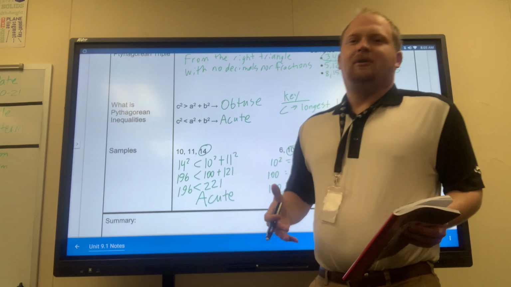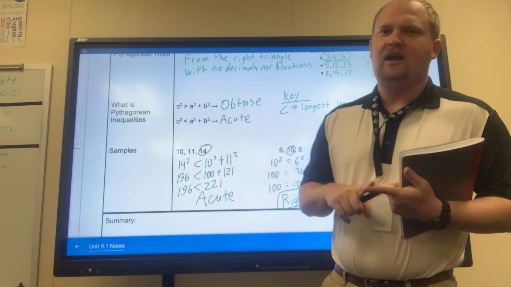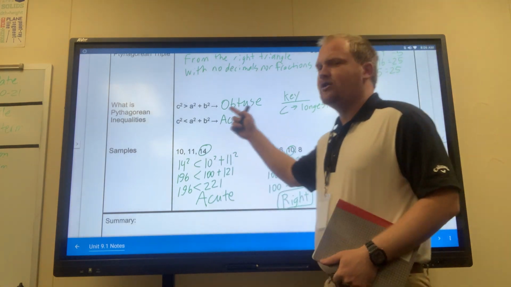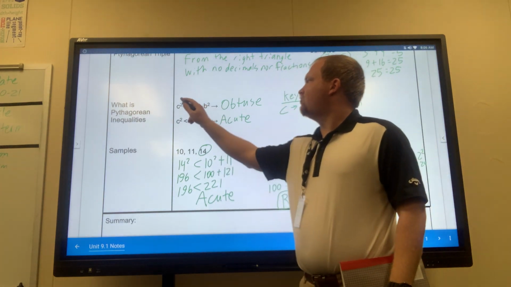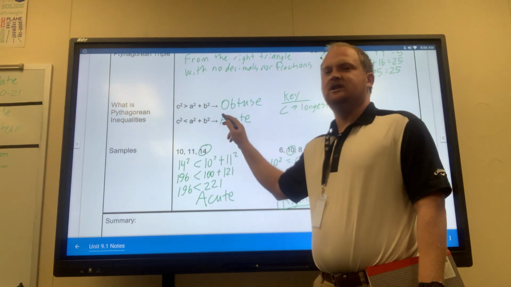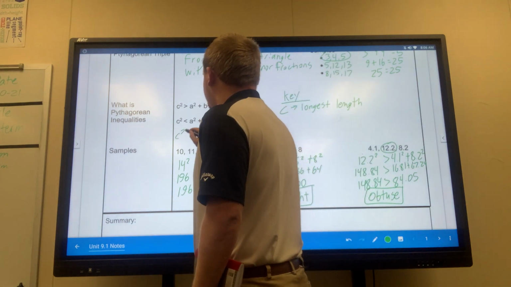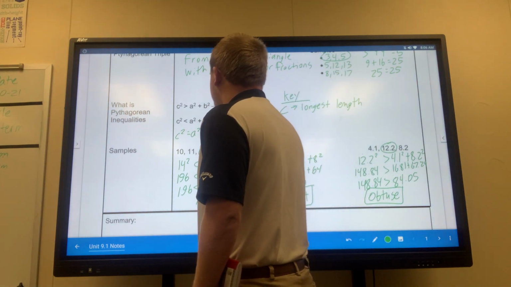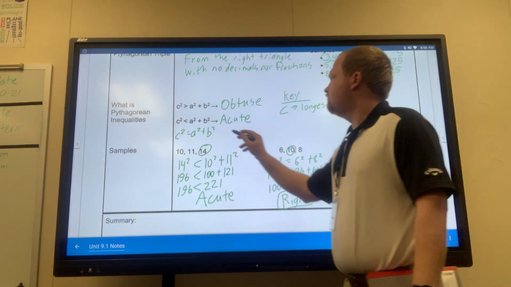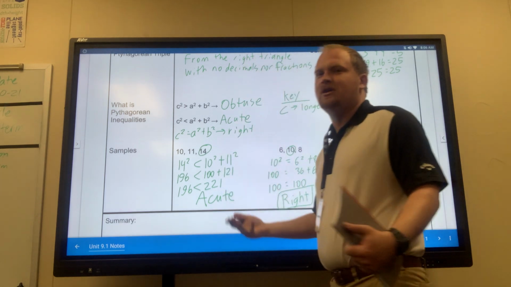The biggest thing that we have to keep in mind is that Pythagorean triples have no decimals, no fractions. And when it comes to inequality, if c squared is greater than, it's obtuse. If c squared is less than, it's acute. Just like what we worked out earlier. If c squared is equal to a squared plus b squared, it's simply a right triangle. Something we've been working out before.